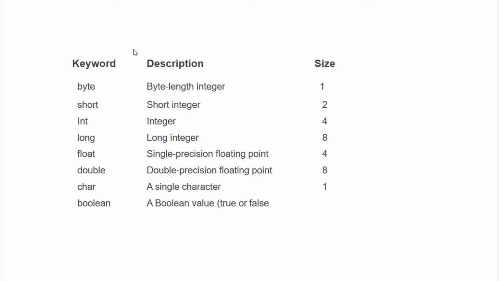2. The short. The short is also a variation of the integer type and also occupies less memory with values between -32,768 to +32,767.